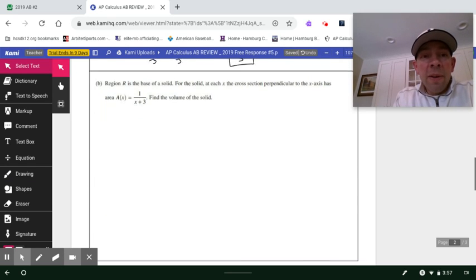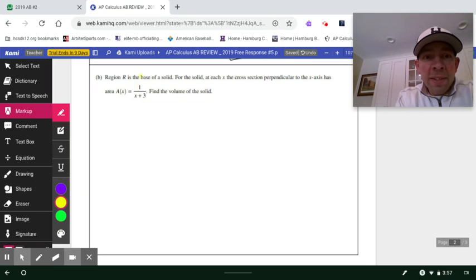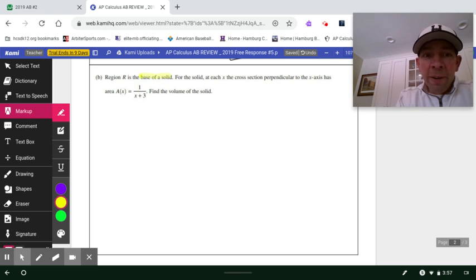Okay. Now think of this. Treat region R as the base of some solid. Now, instead of telling us that there's going to be cross-sectional regions that are squares or rectangles or some kind of triangle, they're just saying there's some unknown random shape whose cross-sectional area is given by this function right here.